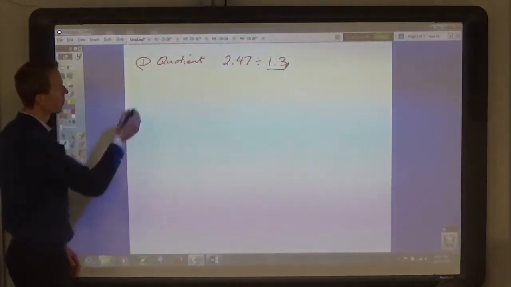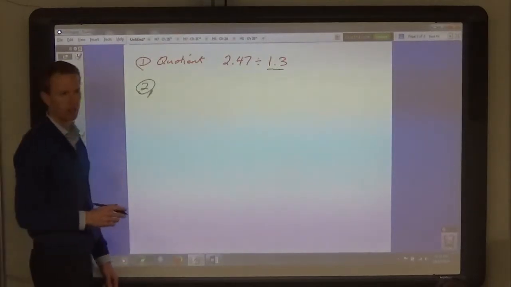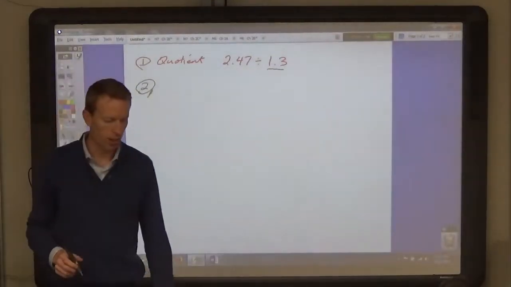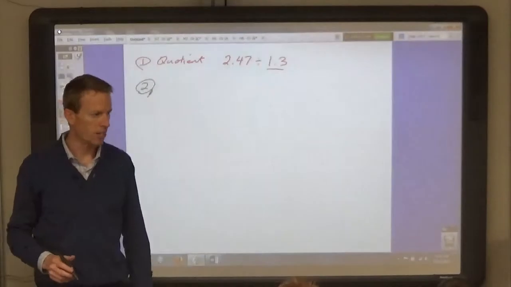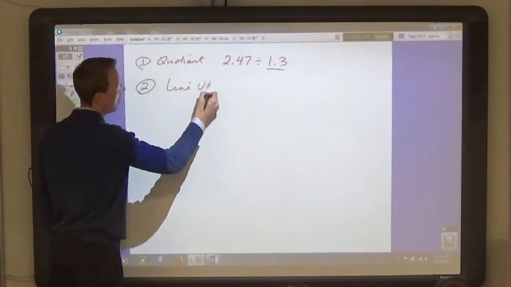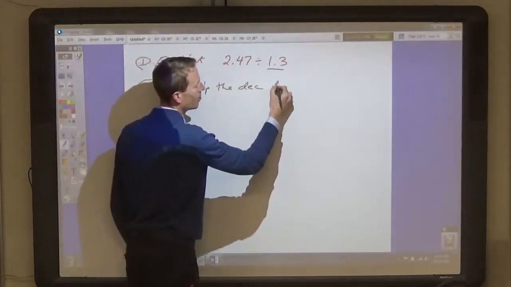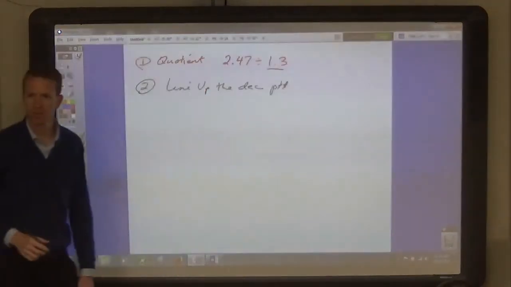Okay? Number two, find the sum. The sum is the answer to what kind of problem? Addition. Addition problem. So we have to make sure you line up the decimal points in the answer.